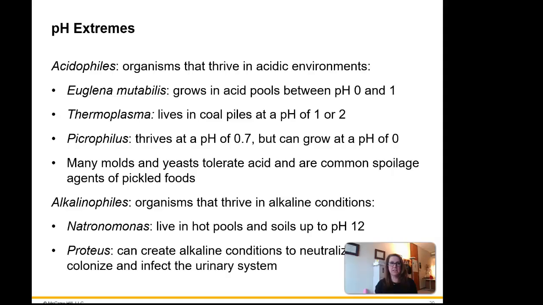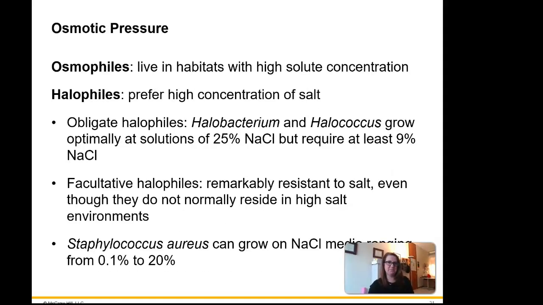So essentially it's raising the pH from slightly acidic to slightly basic so that it is in fact thriving in that environment. Pretty interesting. All right, so then we go to osmotic pressure. You might remember we were talking about osmosis and diffusion.